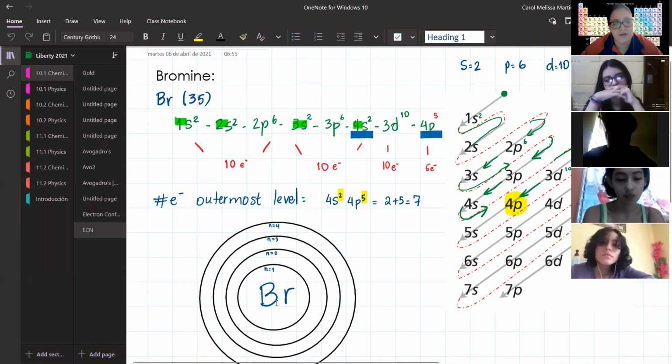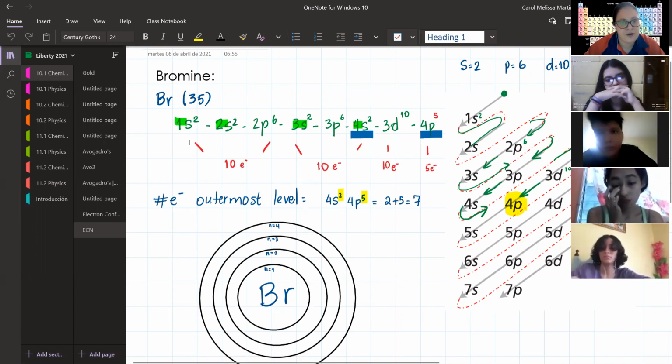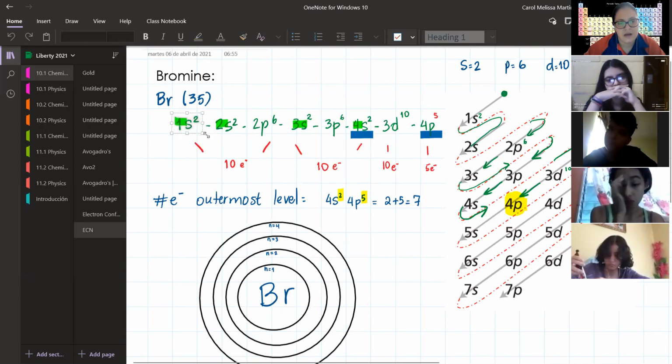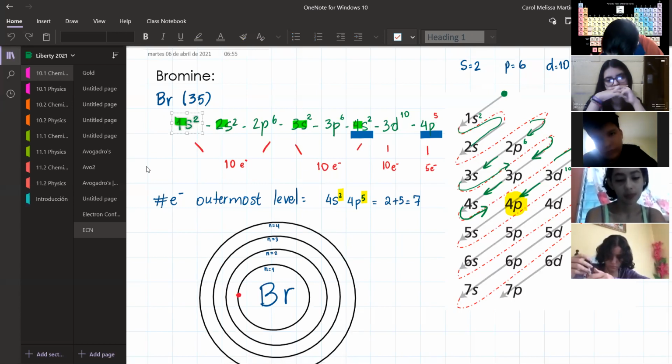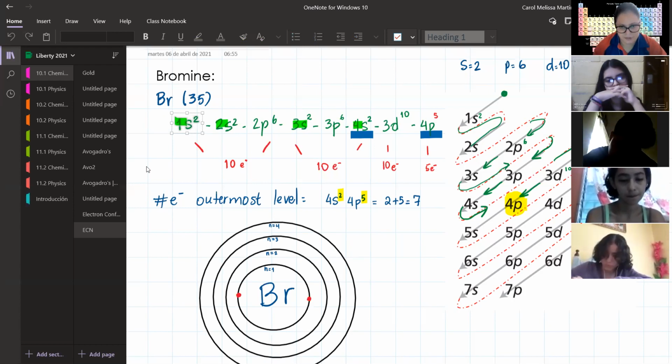And what I'm going to do now is include all the electrons that I have in each level. For example, in the first ring, I just have 2 electrons, so I can put them here. 2 electrons. In the second ring, I have 2 plus 6.